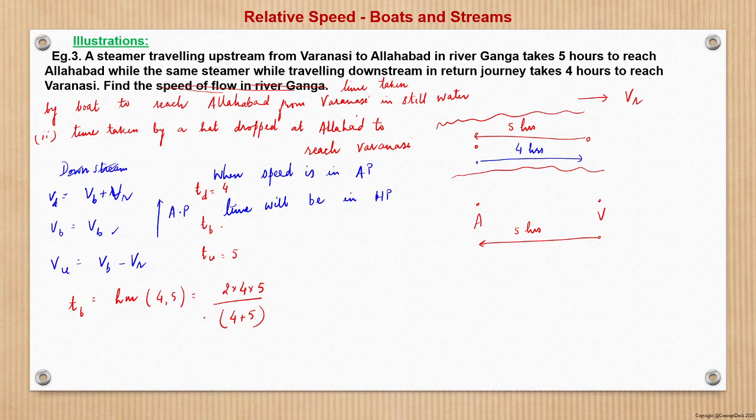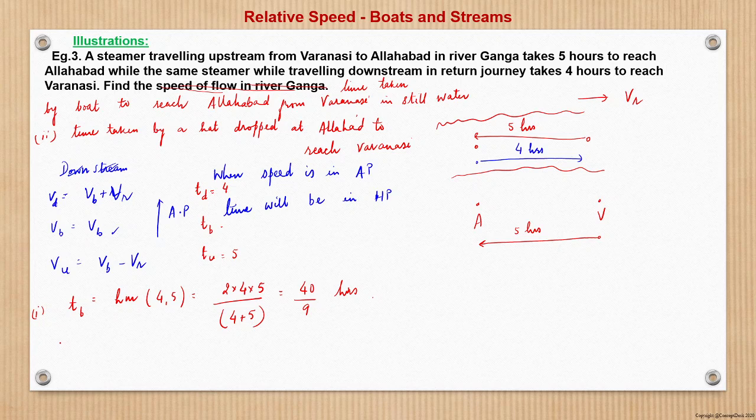But here we can know that harmonic mean is nothing but 2ab upon a plus b. Harmonic mean of a and b will be 2ab upon a plus b. So here it becomes 40 upon 9. So this is 40 upon 9 hours, right? So this means that the time taken by the boat to cover the distance in still water is 40 upon 9 hours. So this is the first part we have solved.